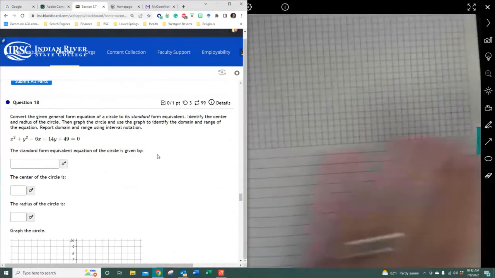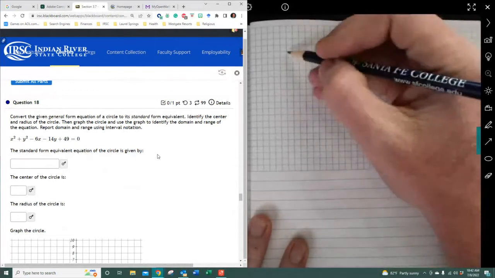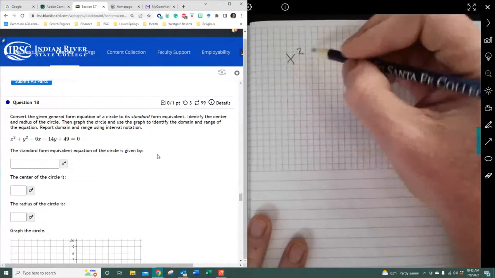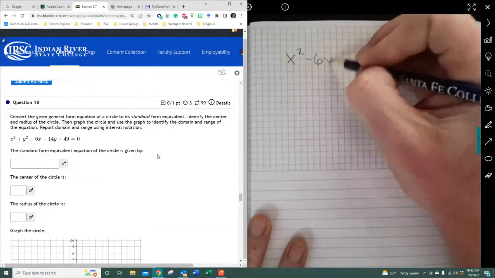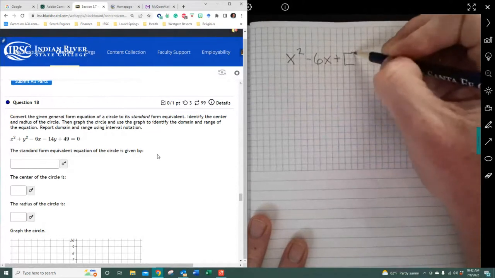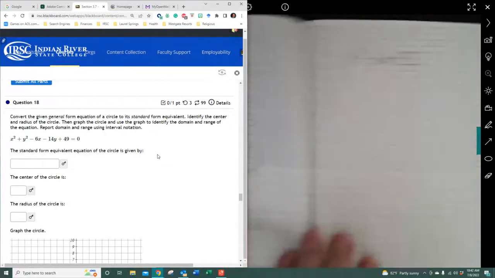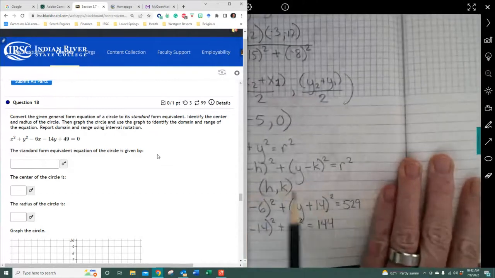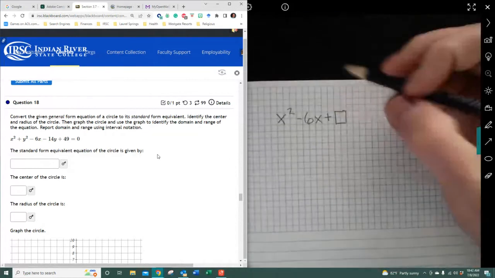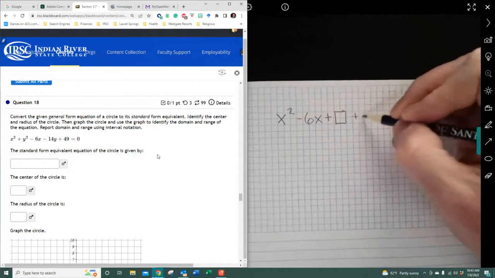You've got to learn to use completing the square. So completing the square, we go ahead and group our x's together. This is the first step you'll do, group your x's together, and I'm going to put a plus box here. This is the start of how you turn this into the general form. We're trying to get it to look like this, or the standard form of a circle. The way to do it is by grouping our x's together, grouping our y's together.